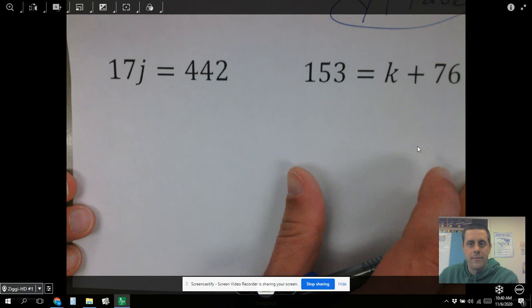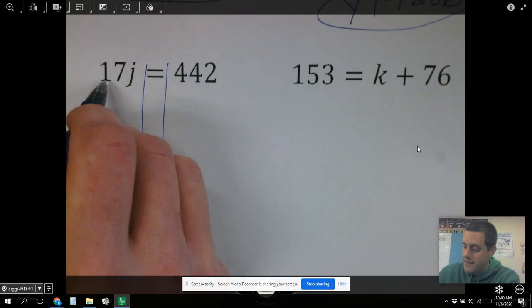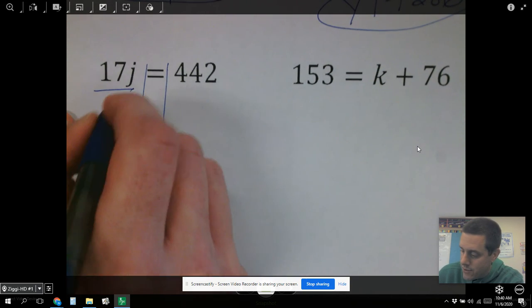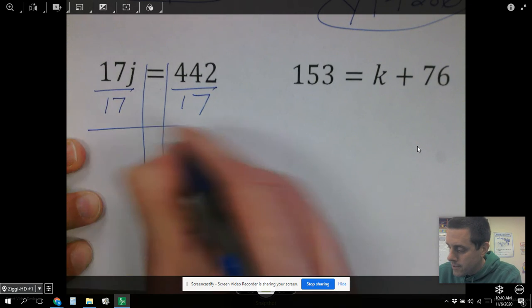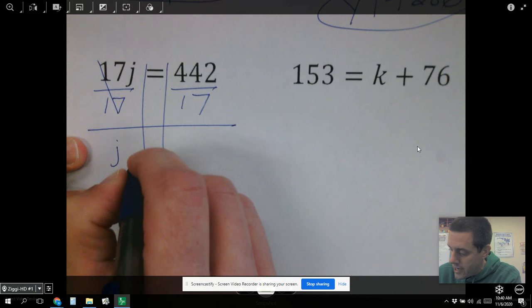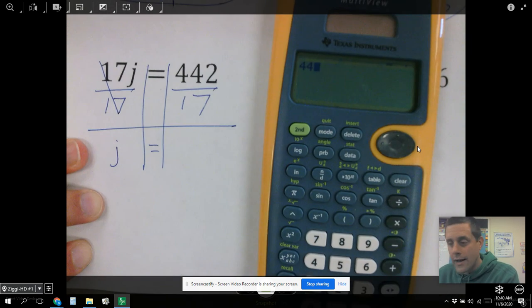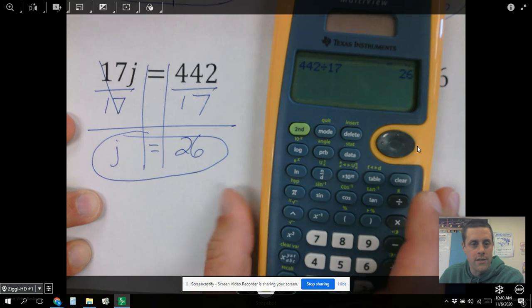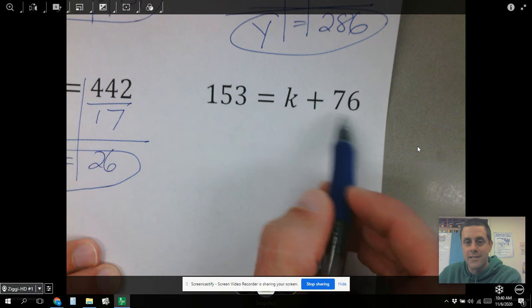All right, down below, 17j equals 442. Split your equation into 2 sides. 17 is touching j, means it is being multiplied. The inverse of multiplying by 17 is to divide by 17. Make sure you're doing that to both sides of your equation. The multiplicative inverse over here leaves me with just j equal to, and then performing our calculation, 442 divided by 17 gives us 26. Solution, j equals 26.